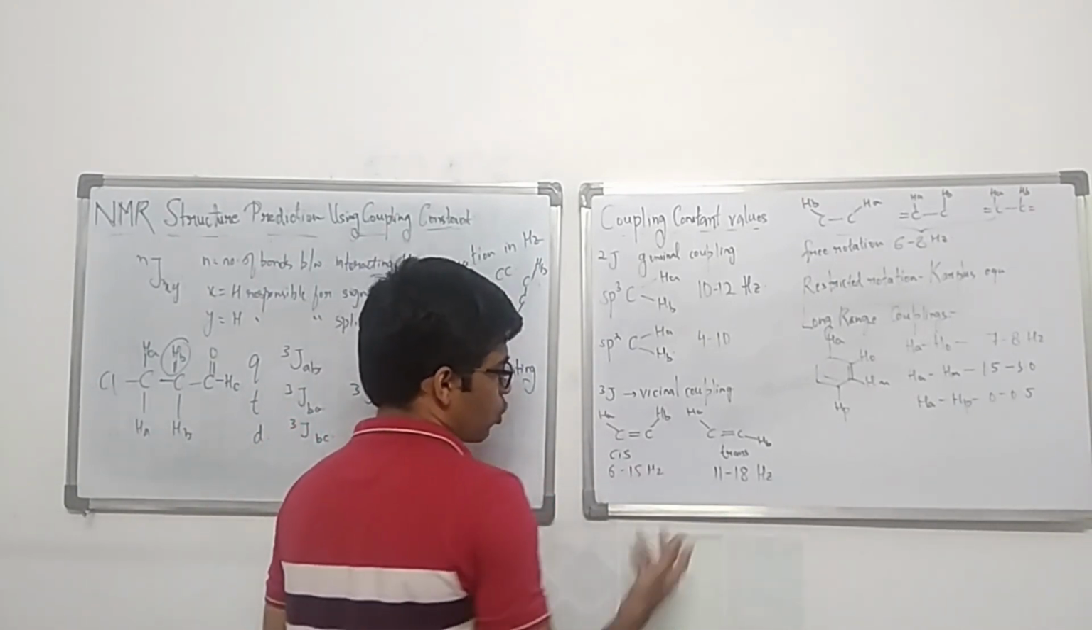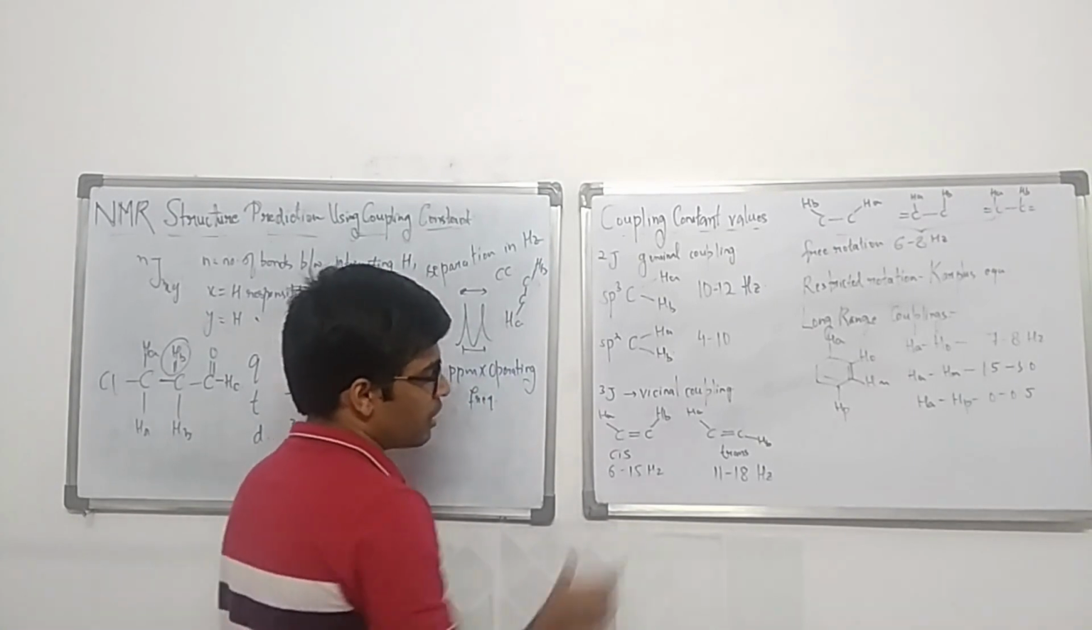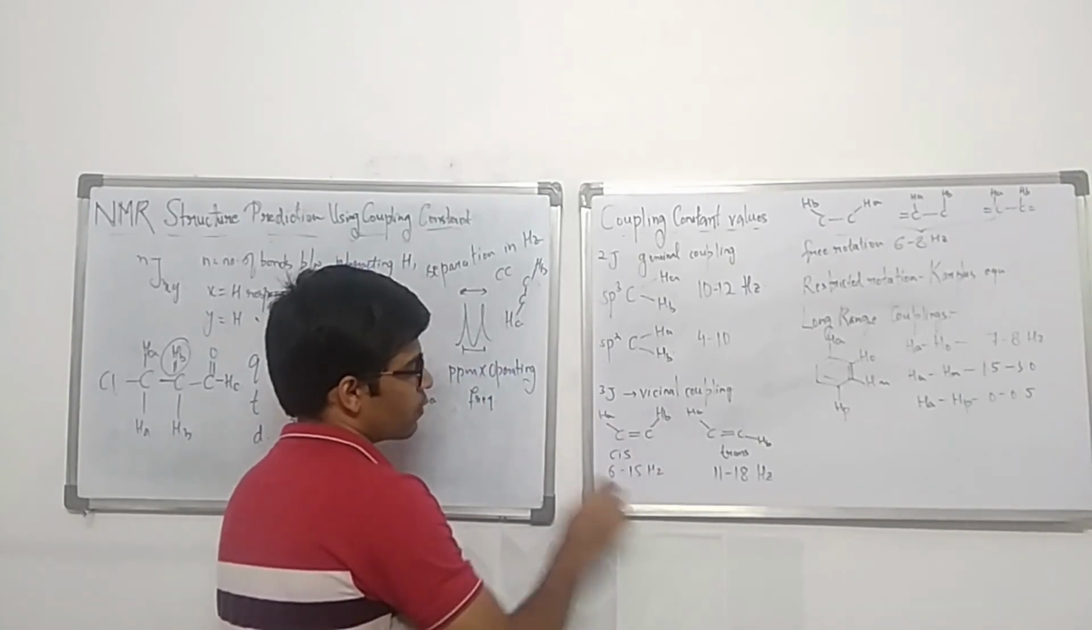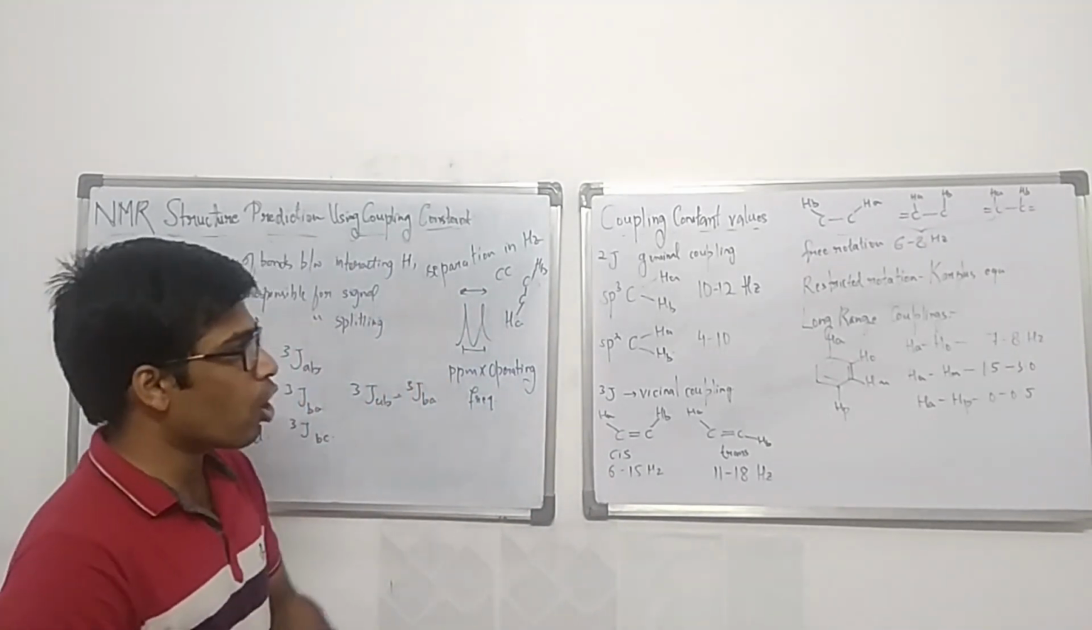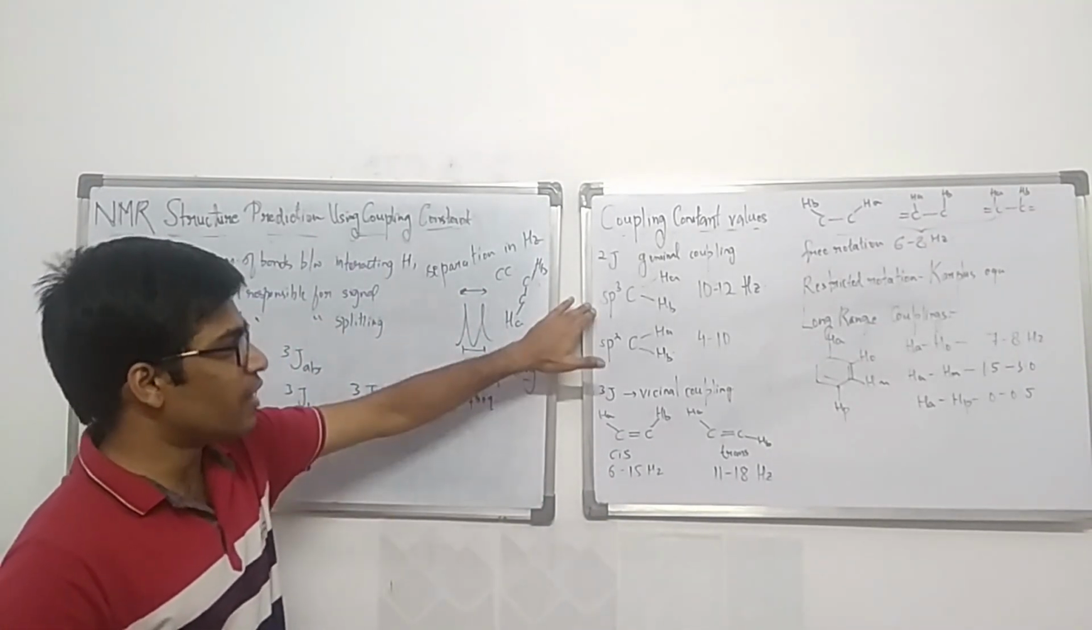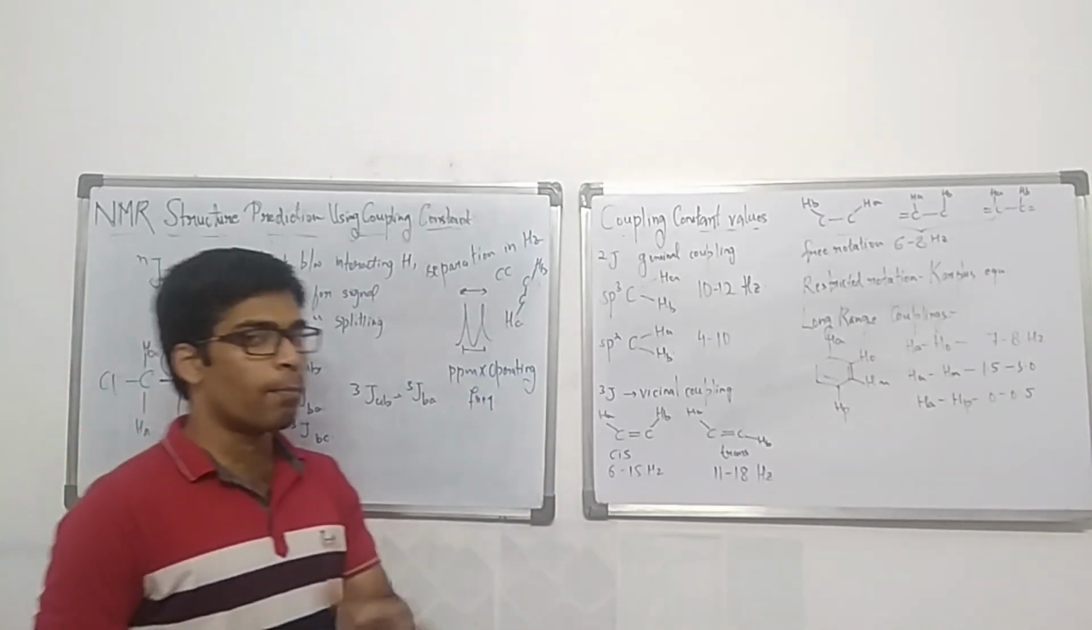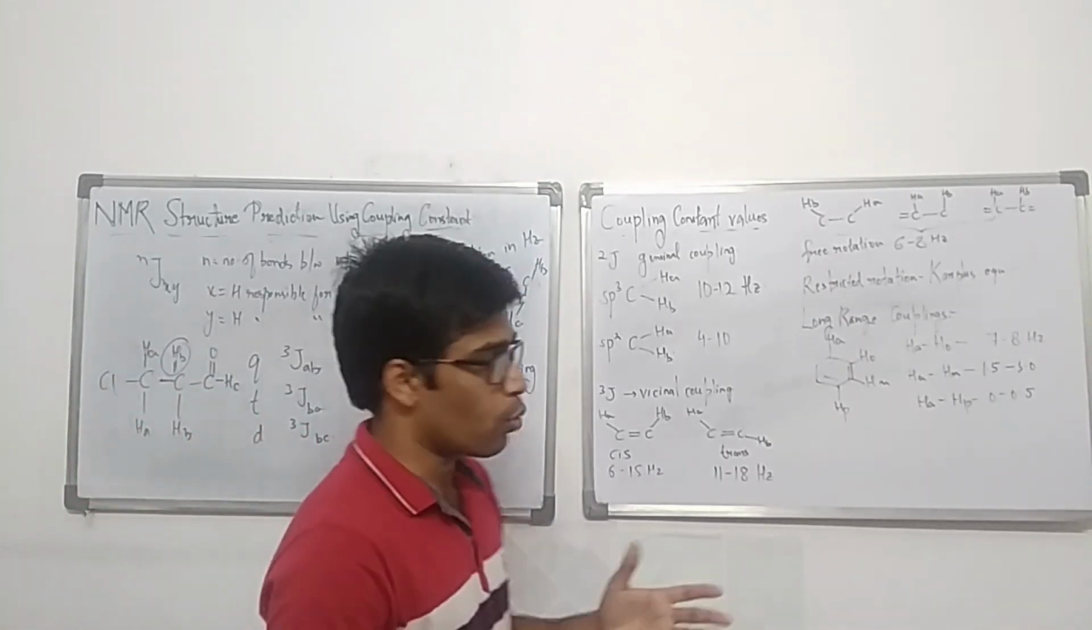Let's start with an sp2, that is carbon double bond carbon. For cis coupling, it is in the range of 6 to 15. For trans coupling, it is in the range of 11 to 18. Now all of these data have been taken from Barrow spectroscopy.